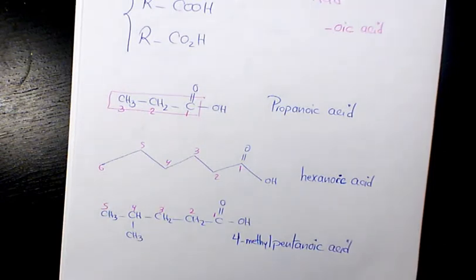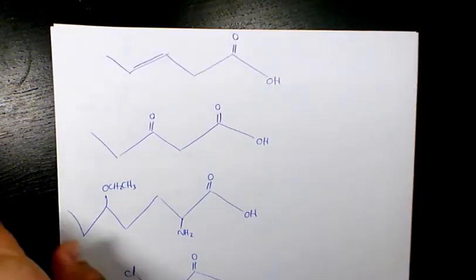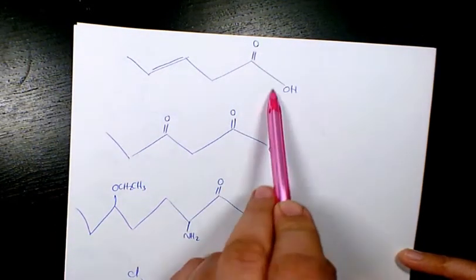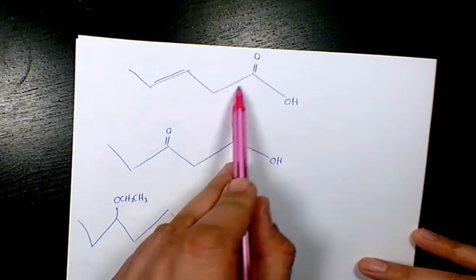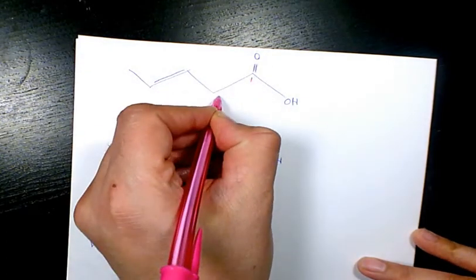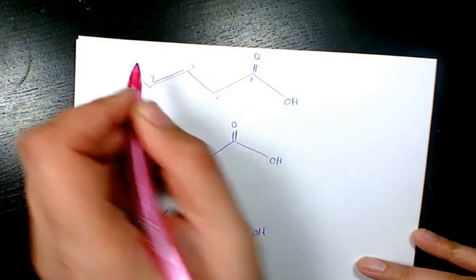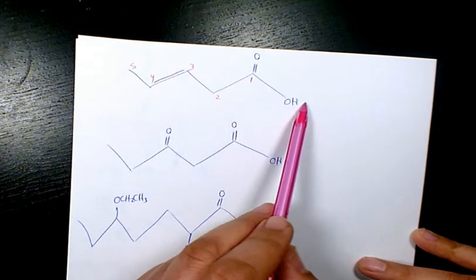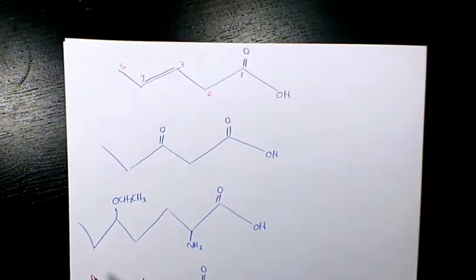4-methyl pentanoic acid. For this chemical, we are dealing with an acid again. As you see here, oxygen and a hydroxy group. We start numbering from this side. It's going to be 1, 2, 3, 4, 5. Again, the acid group is always the highest priority one, so we start numbering from the acid group.